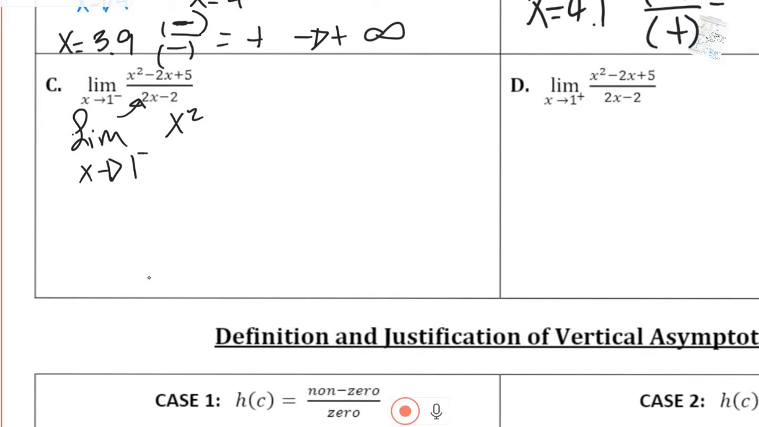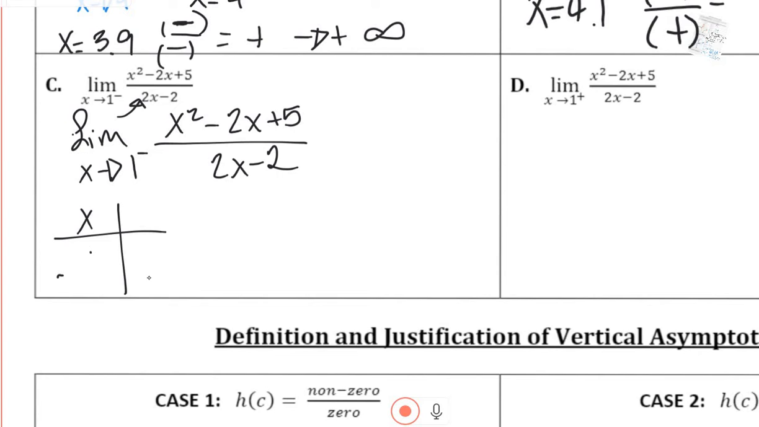So I specifically need to look at the direction. In this case, I'm approaching 1 from the left, so I'm just going to pick something that's a little bit smaller. For example, if my x is 0.9, I'm trying to decide what my f of x will be. Again, this is only going to give me the sign of my infinity because I know it's infinity because it's a vertical asymptote.